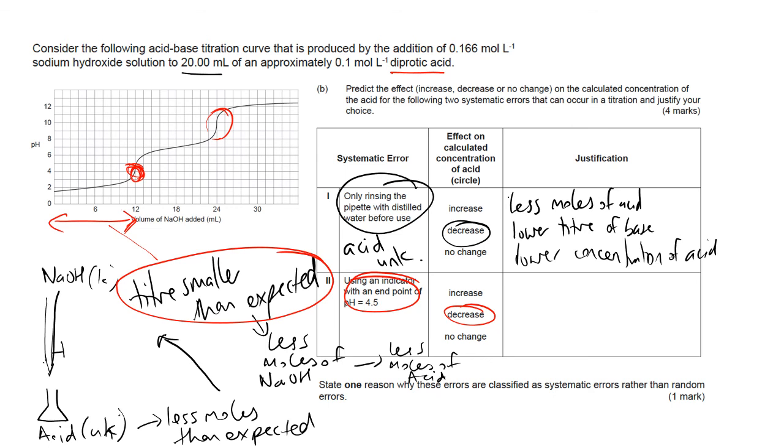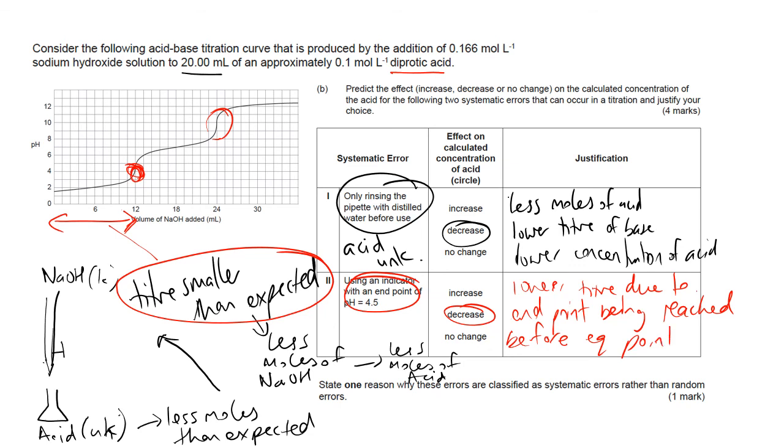Why? Smaller titer, lower titer, due to the endpoint being reached before the equivalence point. And then, state one reason why these errors are classified as systematic errors rather than random errors: they always skew the error in one direction.